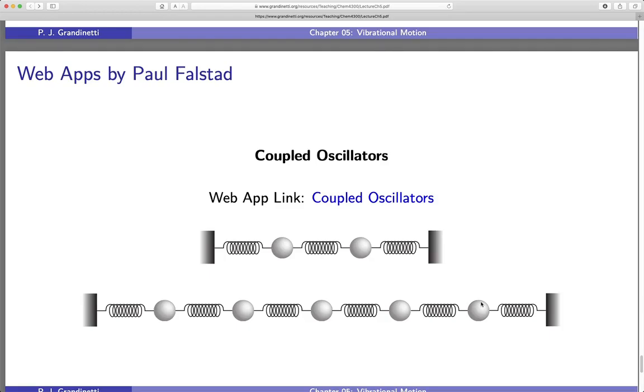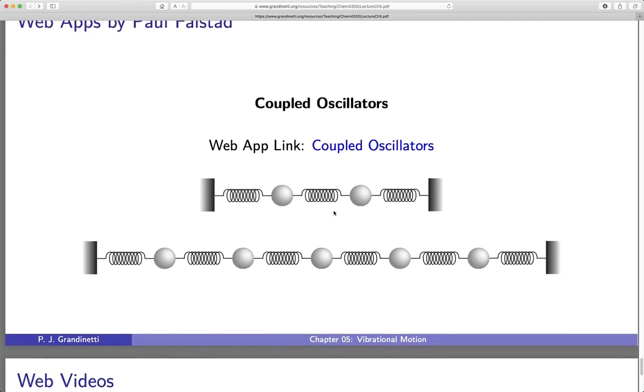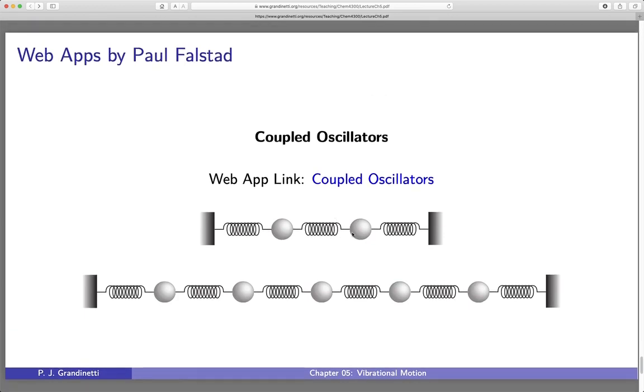In this video, we look at a web app written by Paul Falstad that simulates the motion of coupled oscillators in one dimension. We will consider two cases. First, we'll simulate two masses connected by three springs with the ends fixed. And then we'll simulate five masses connected by six springs, also with the ends fixed. And these will all be moving in one dimension, as I said earlier.